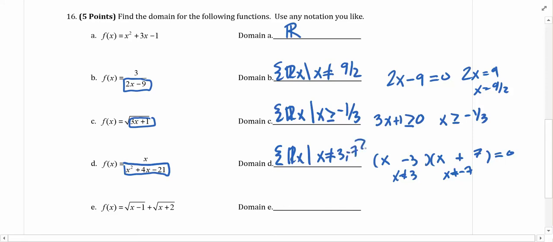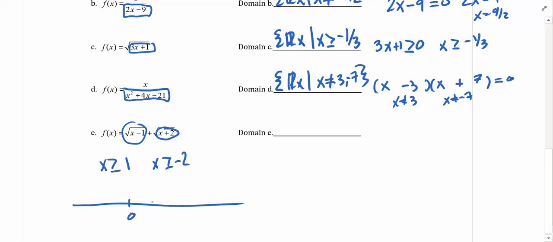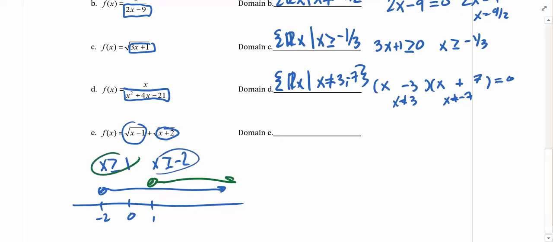And then the last one here, I'll move up just a little bit. This is the square root. So this particular piece is x needs to be greater than or equal to 1. And this particular piece underneath the radical, x needs to be greater than or equal to negative 2. So if I draw a number line, put 0 here, put 1 here, put negative 2 here, this would be the number line associated with this one, and then in a different color, this would be the number line associated with this one. And you can see that both of them are true when x is greater than or equal to 1. So my domain would be all real numbers x such that x is greater than or equal to 1. And that's problem number 16.